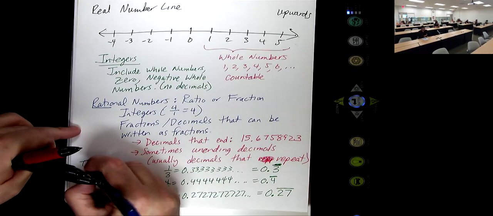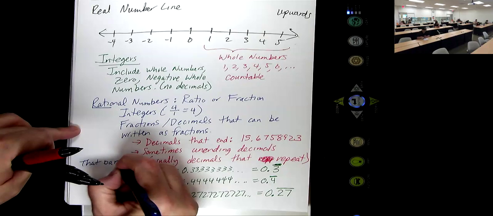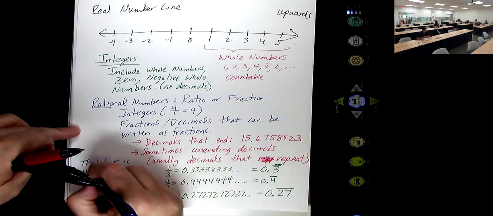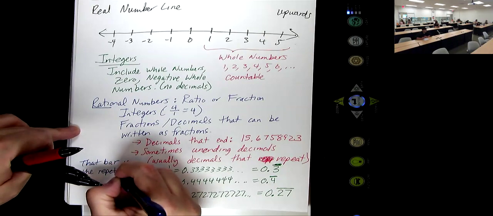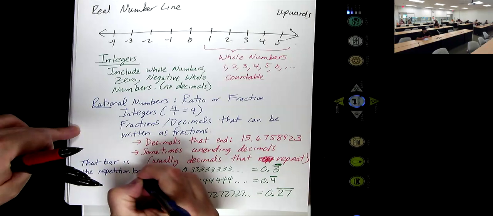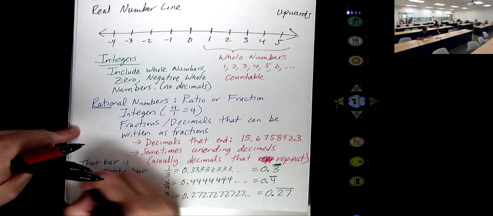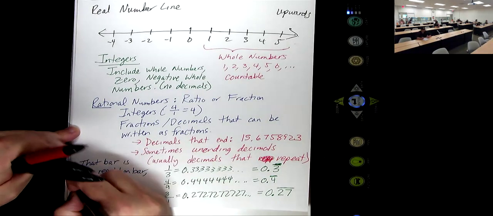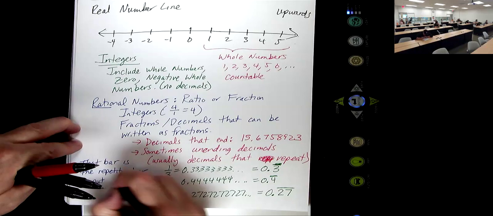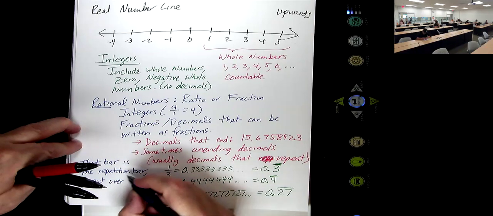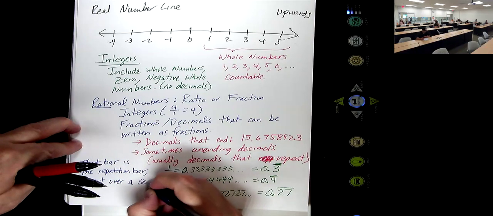That bar is called the repetition bar. And you'll notice we put it over a sequence that repeats.